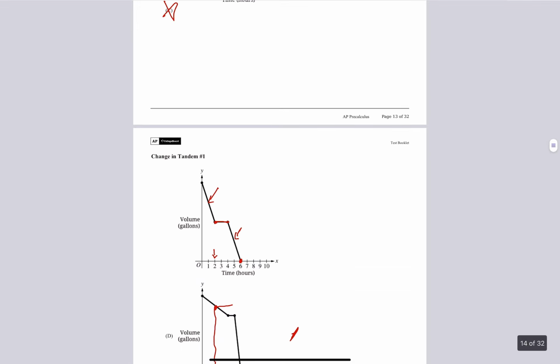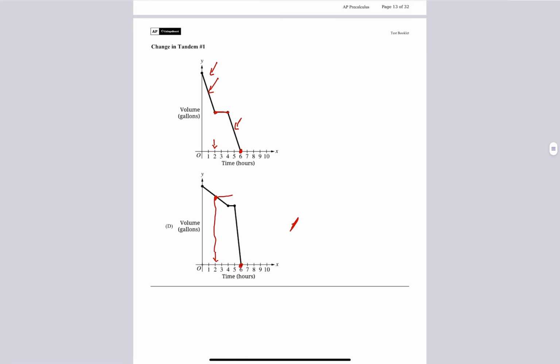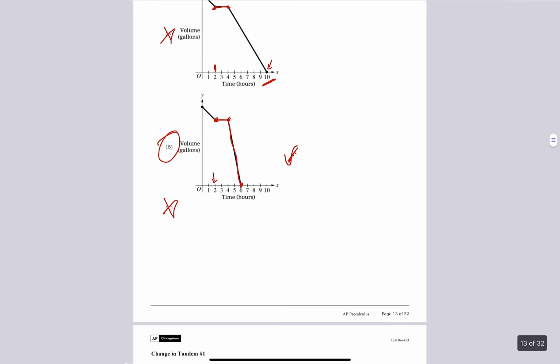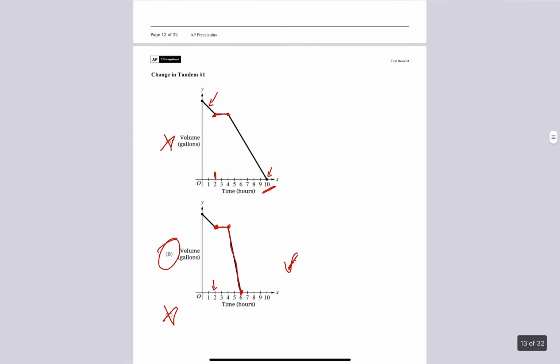It's not C because they mentioned it was working slower than usual at first, and these two lines have the same exact rate. And it is not D because it breaks at the second hour mark, and that's not the case. So it is definitely option B. That's it.